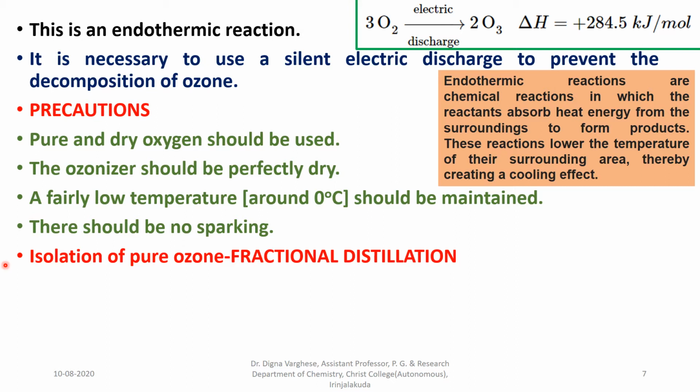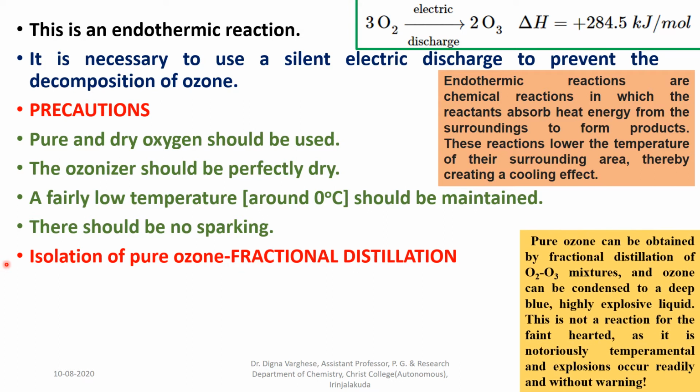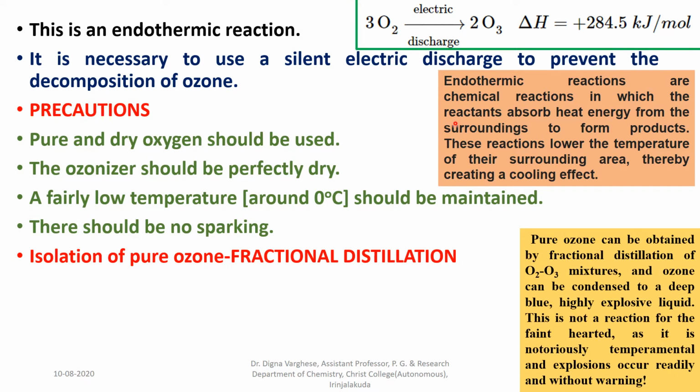Now the next step in the process of preparation of ozone is the isolation of pure ozone. It is by fractional distillation method. We know when silent electric discharge is applied to the reactants in an ozonizer, only 10% of the oxygen is converted into ozone. So we will get from the ozonizer ozonized oxygen. So we have to isolate pure ozone from that mixture. This is done by fractional distillation method.